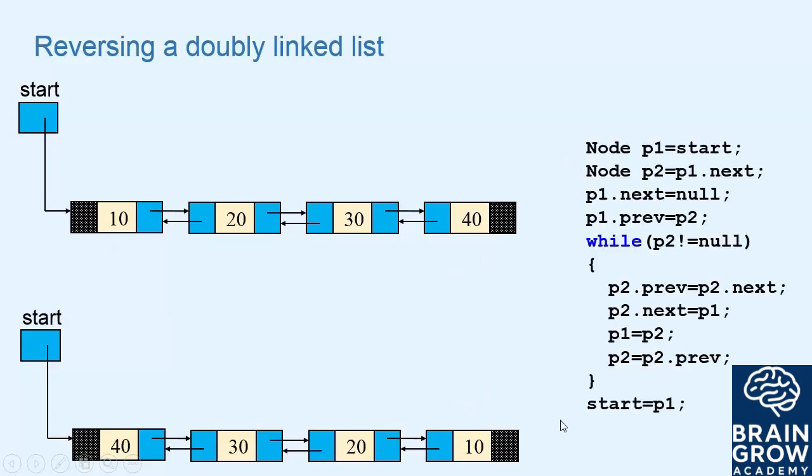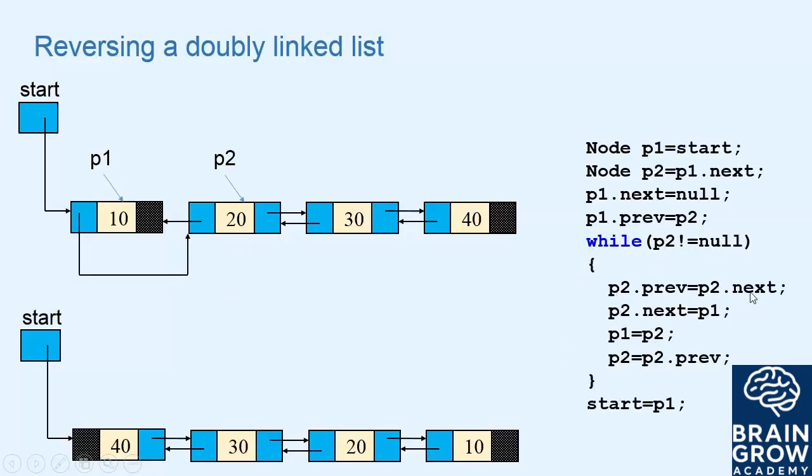This is the code that will reverse our list. We'll take two references, P1 and P2. Initially, P1 will refer to the first node and P2 will refer to the second node. Now P1 next equal to null, so this will become null. P1 previous is equal to P2, so this will refer here. Now P2 is not equal to null, so this loop will execute.